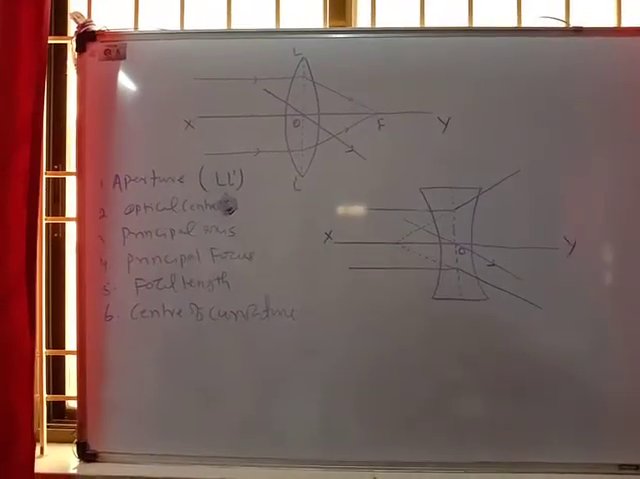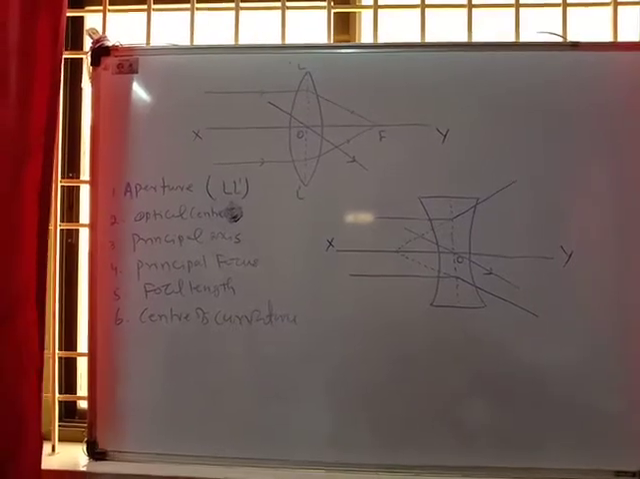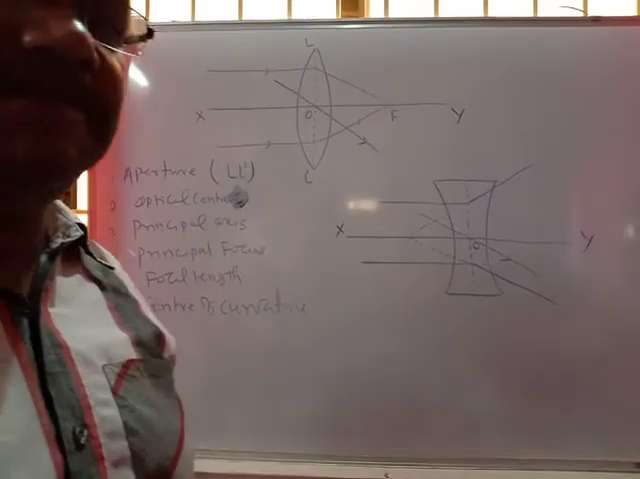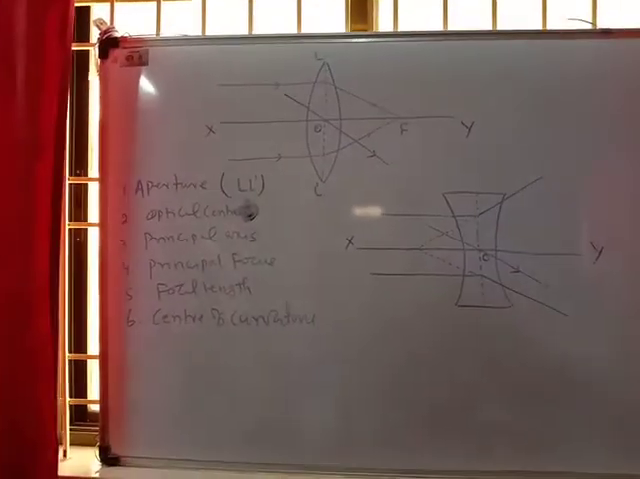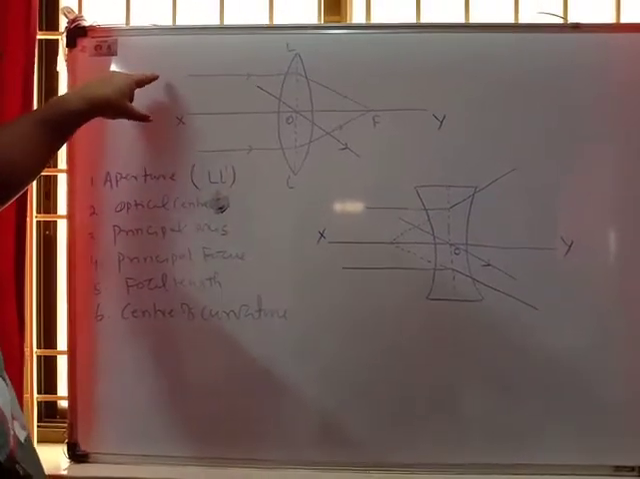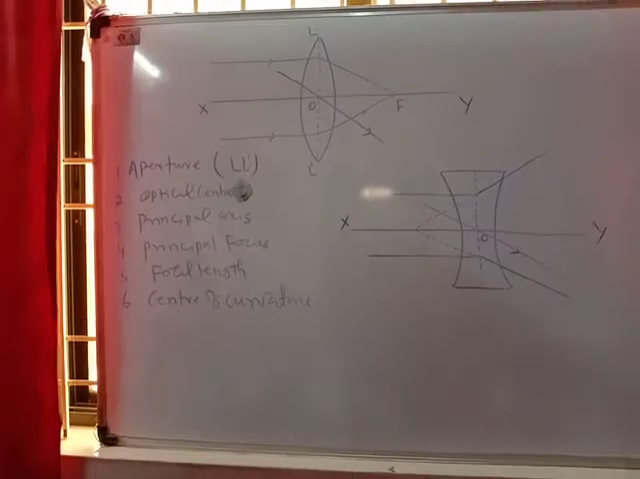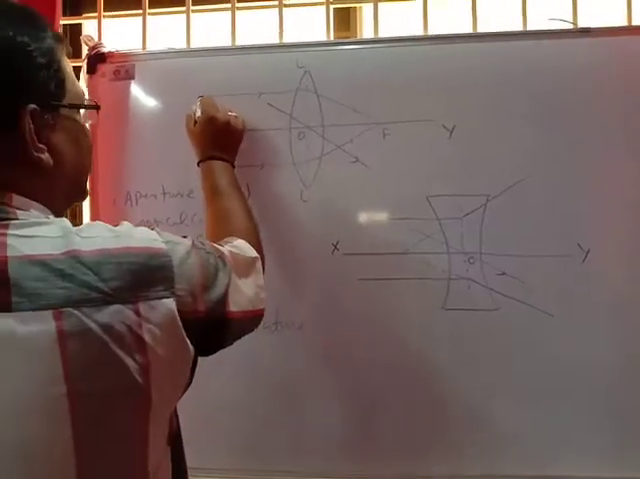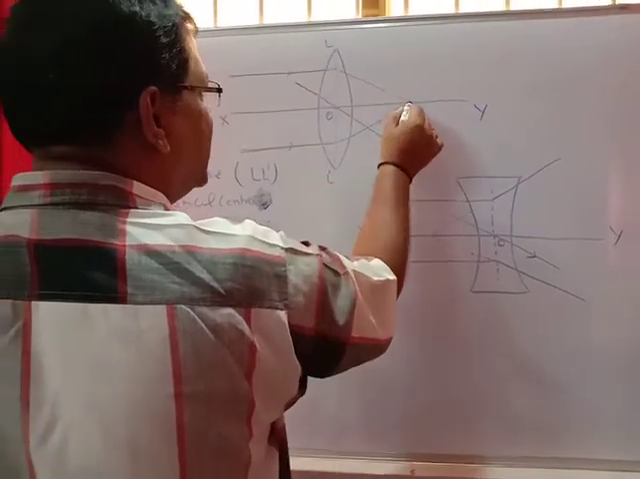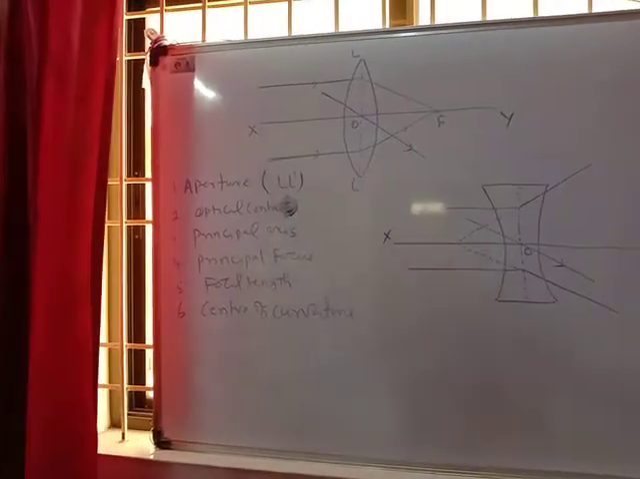Another is the principal focus. What is the principal focus? The rays of light which are parallel to the principal axis, after refraction, meet at a point on the principal axis. This point is called the principal focus. These are the rays, this is also a ray. After refraction, they meet at a point F on the principal axis. This point is called the principal focus.